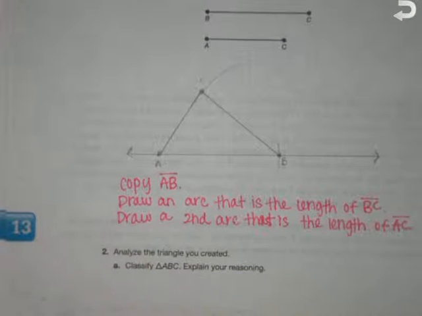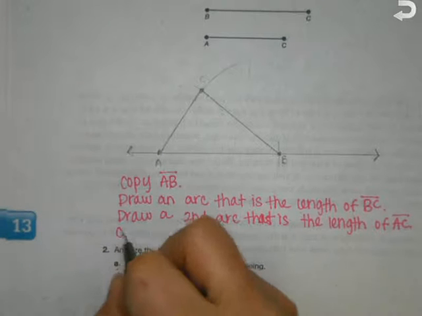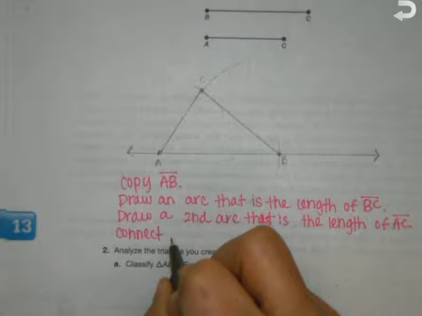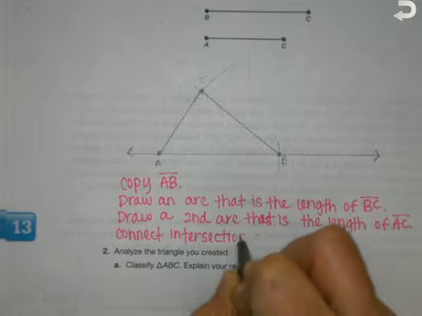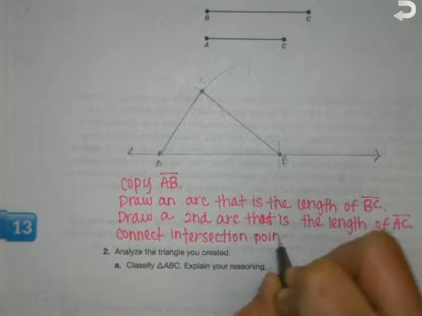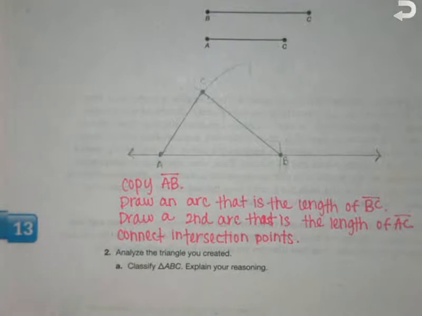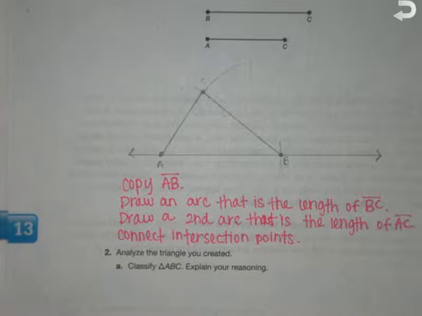And then what did we do? Connect all the intersection points. So then we connected intersection points. So that way if I ask you to draw another triangle with the given lengths, you can do that again. Okay, so what I want you guys to do now is flip your paper over, read questions B and C, and answer them with your group members.